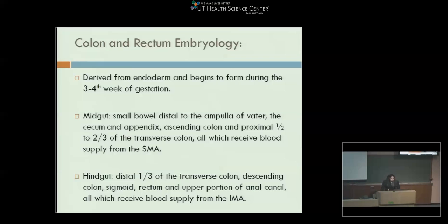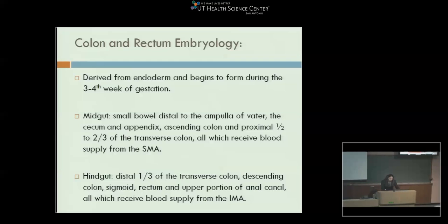The midgut gives rise to the small bowel distal to the ampulla of Vater, as well as the cecum, appendix, ascending colon, and proximal half to two-thirds of the transverse colon. All of this receives blood supply from the SMA. The hindgut is the distal third of the transverse colon, descending colon, sigmoid, rectum, and upper portion of the anal canal, all of which receive their blood supply from the IMA.